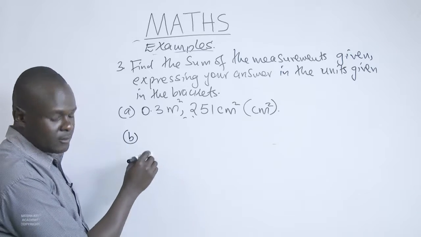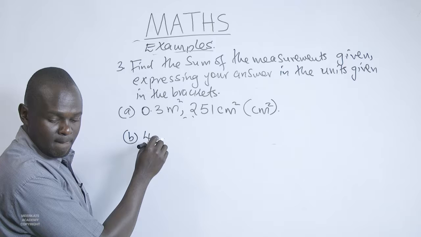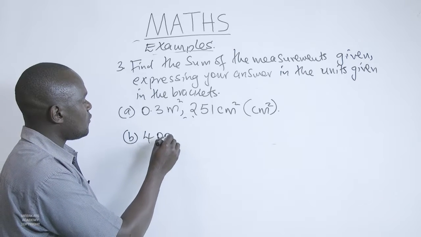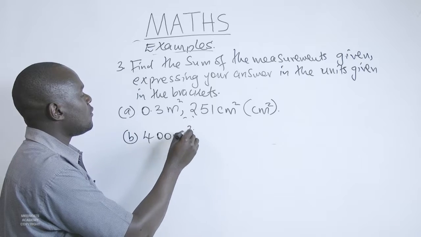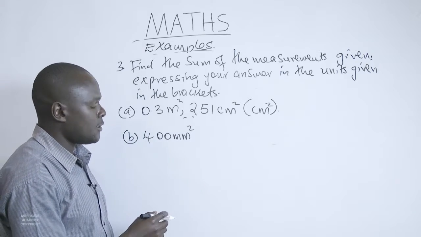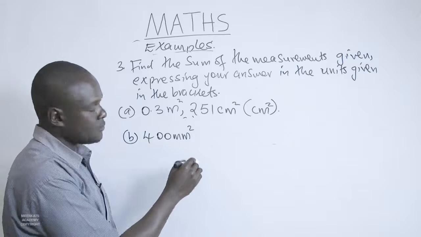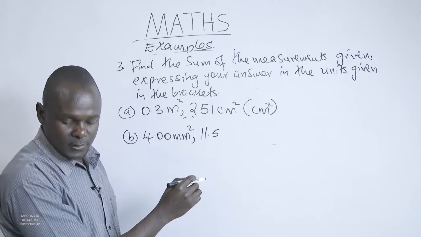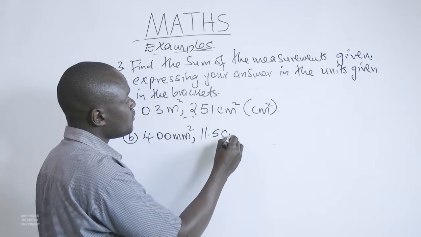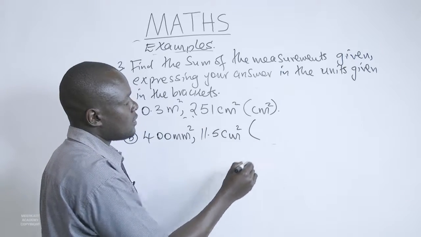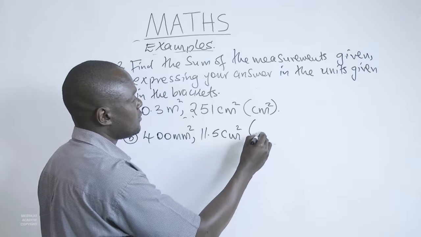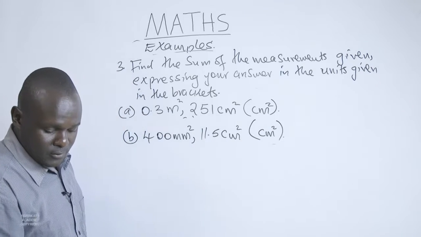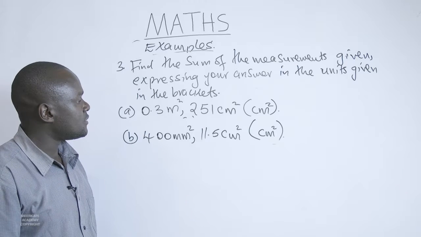The second example is for us to add 400 square millimeters to 11.5, a decimal number, square centimeters, and our answer should be expressed in square centimeters.